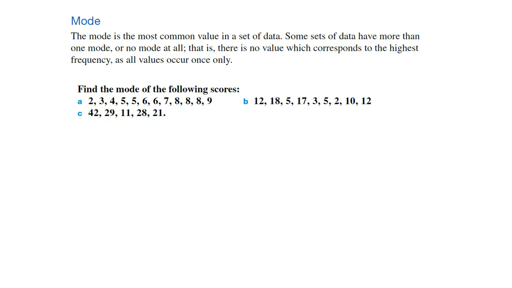So let's look at A. Okay. I've only got 1, 2. I've got a 3. I've got 4. I've got 2 5s. I've got 2 6s. But hang on, I've got 3 8s. So my mode here is 8 because that's the most number I've got.